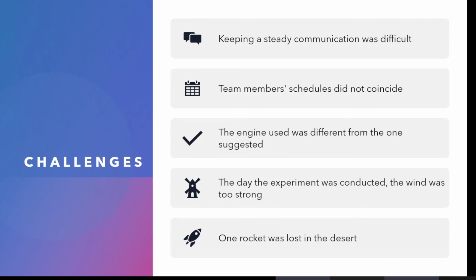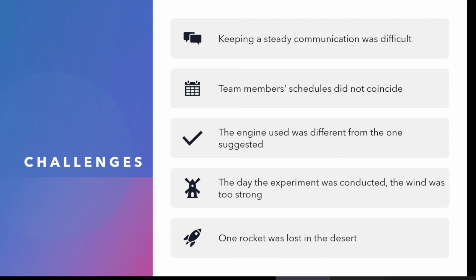Some challenges that we faced while working on a rocket as a team was keeping a steady communication because, since the pandemic started, everything has to be virtual, and it's harder to keep in touch through a computer or a phone. And in correlation to what I said, the team members' schedules did not coincide. Since we all had different schedules and we all worked, it was hard scheduling meetings. We couldn't match our times to meet.